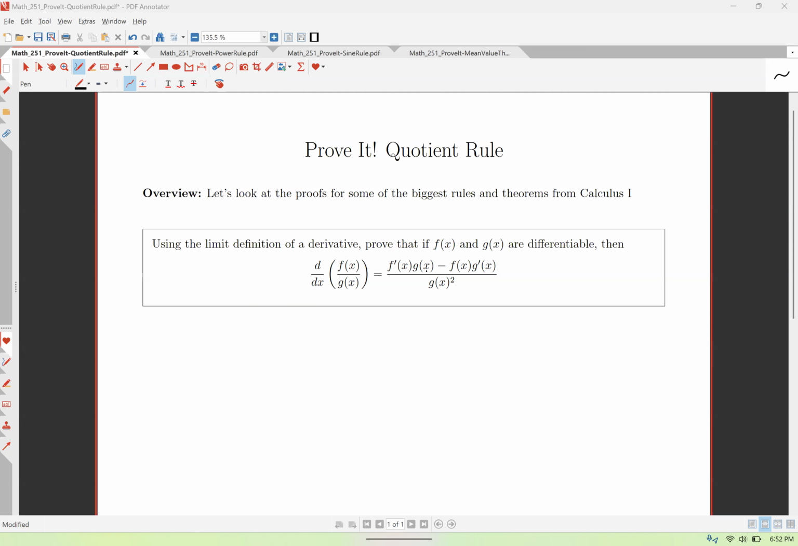Something to notice here is that we are looking at the low function times the derivative of the high function: low d high minus high d low, the derivative of the low function, square the bottom, and away we go. So that's a rhyme for remembering this: low d high minus high d low, square the bottom, and away we go.